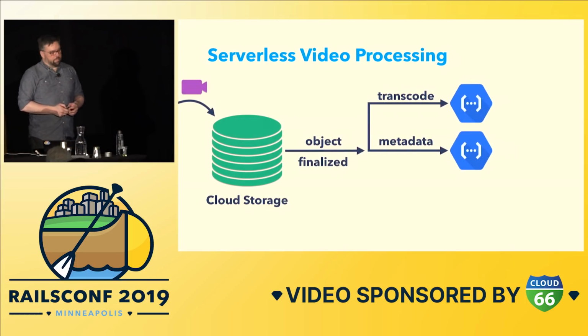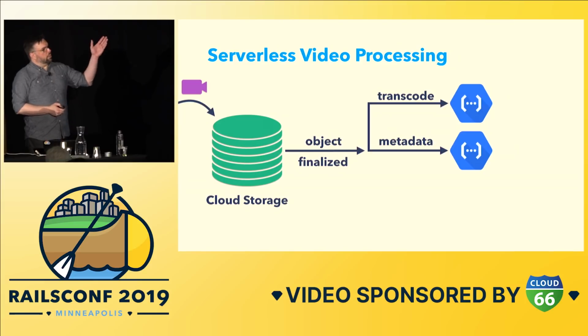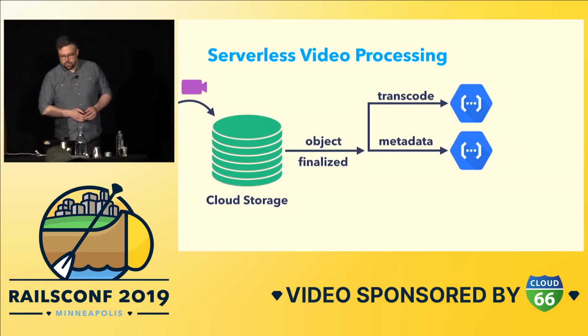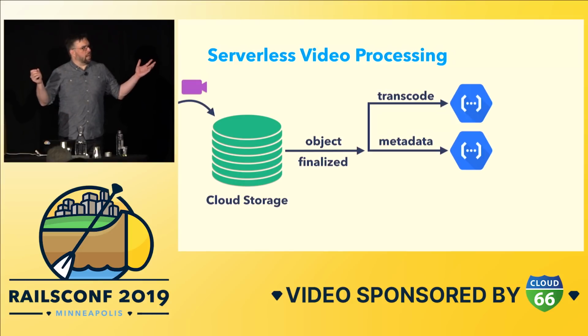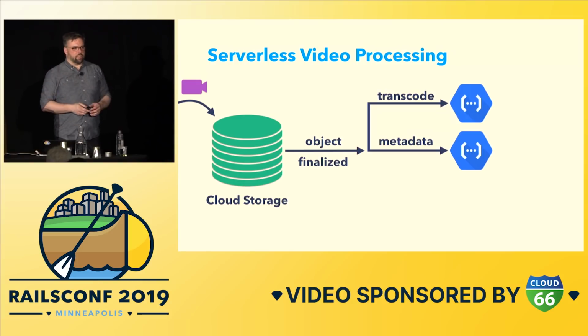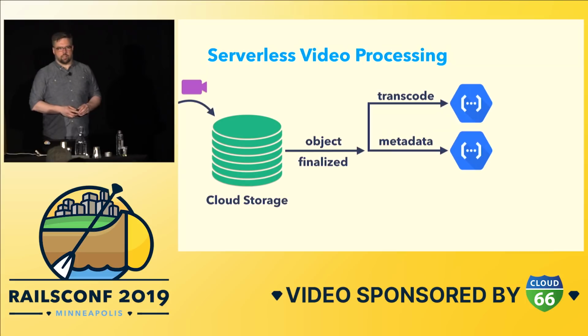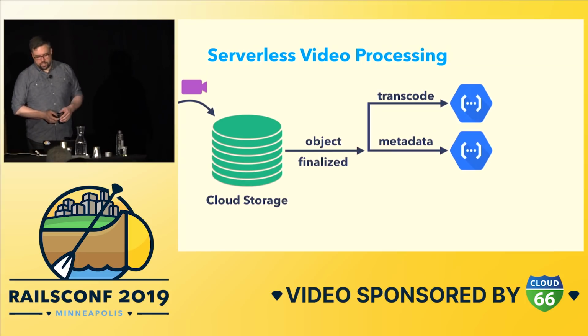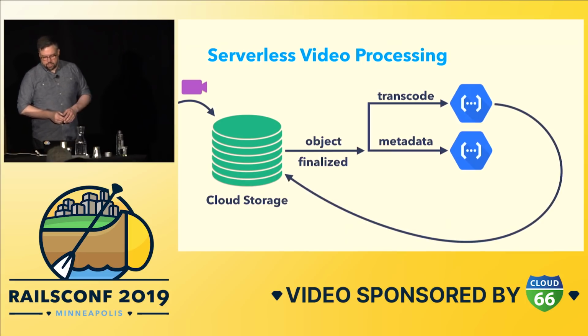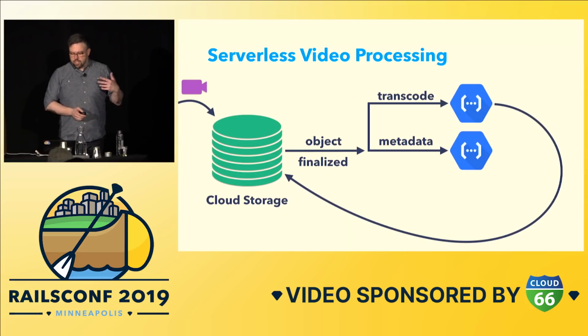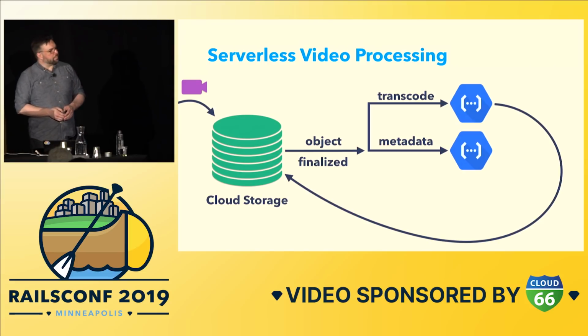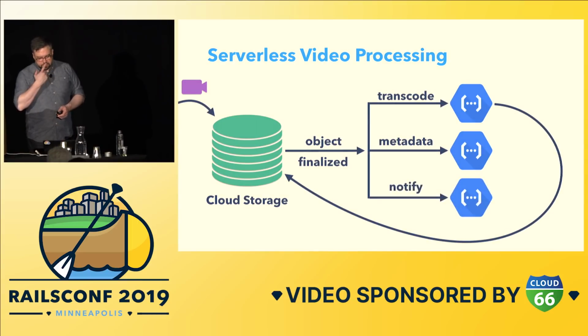So back to our thing, your Rails application is uploading that video to cloud storage, and then when that upload is finished, it says, okay, cool. That object, we call it object finalized. It probably has a different terminology other places, but that message gets sent over, and then every function that said, hey, I'm interested in finalized objects gets invoked. And so we're going to transcode it. The transcode is going to upload it back to storage. The metadata extractor is going to do its thing. And then eventually we'll notify the user.